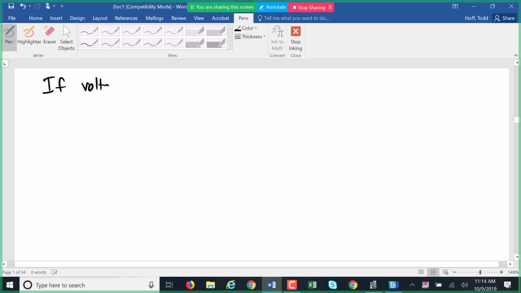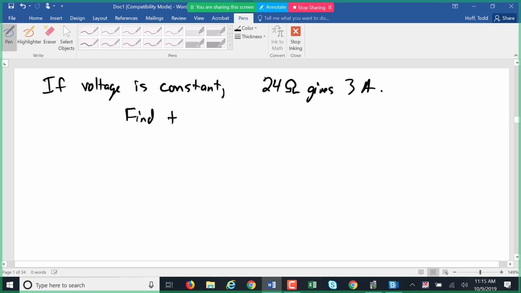If voltage is held constant, sorry, I should do it the other way. Let's say that 24 ohms gives 3 amps of current. Find the current if the resistance goes to 8 ohms.